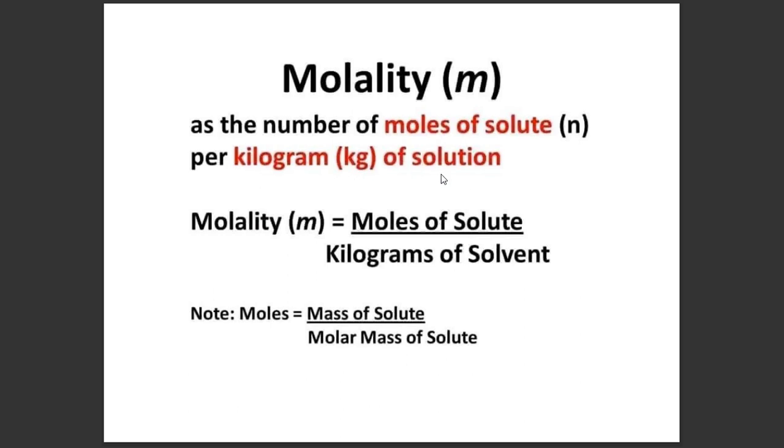Bear in mind the first one was the number of moles per liter of solution, but here it is the number of moles per kilogram of the solution. So the small m is given by the moles of the solute over kilograms of the solvent. The number of moles still remains the mass of the solute over the molar mass of the solute. Let's see how we can apply these in calculations.